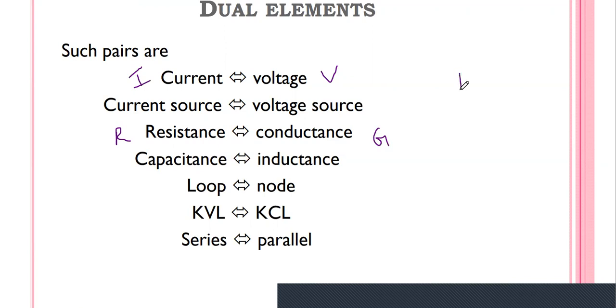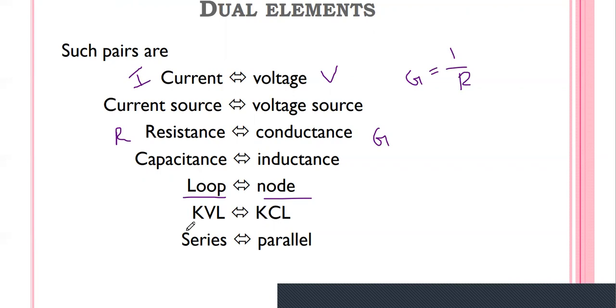What is conductance? Conductance is nothing but the reciprocal of resistance. So the resistance we replace with conductance, and if capacitance is available, you just replace it with inductance. Similarly, if inductance is available, you replace it with capacitance. Then, in the given network, if a loop is available, a loop meaning a closed path, we have to convert it into a node. Similarly, if a node is available, that node is converted into a loop.